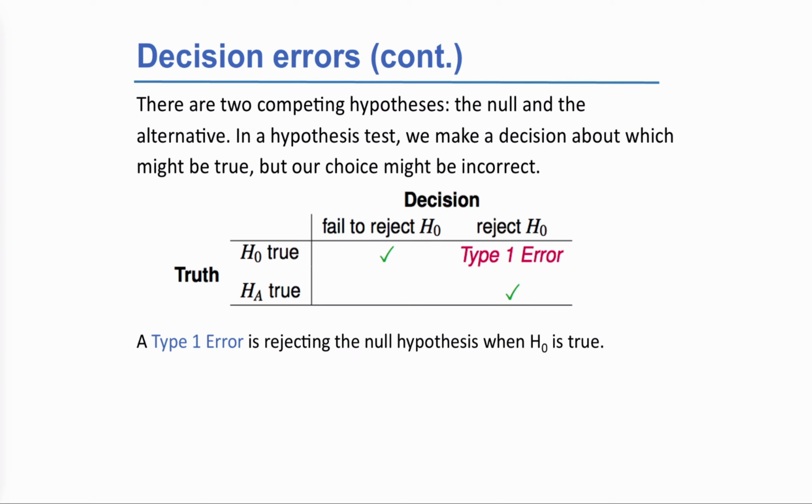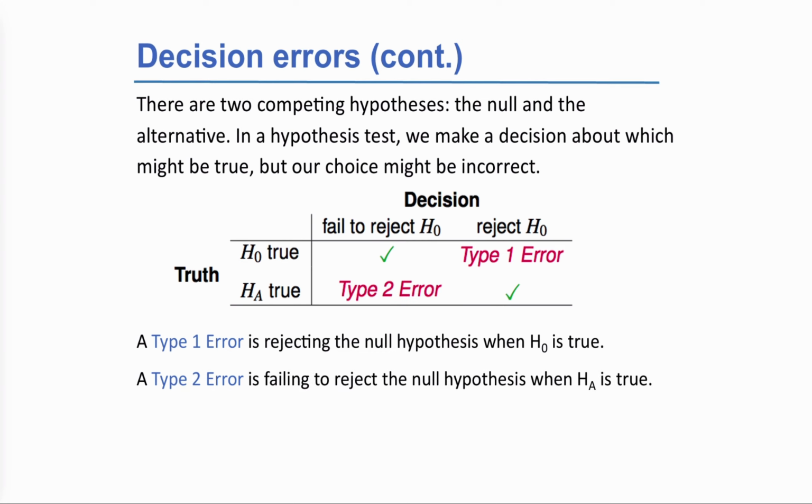One problem would be if the null is true and we reject it. That is called a type 1 error. A type 1 error is rejecting the null hypothesis when the null is actually true. A type 2 error is when we fail to reject the null when the null is false and the alternative is true.